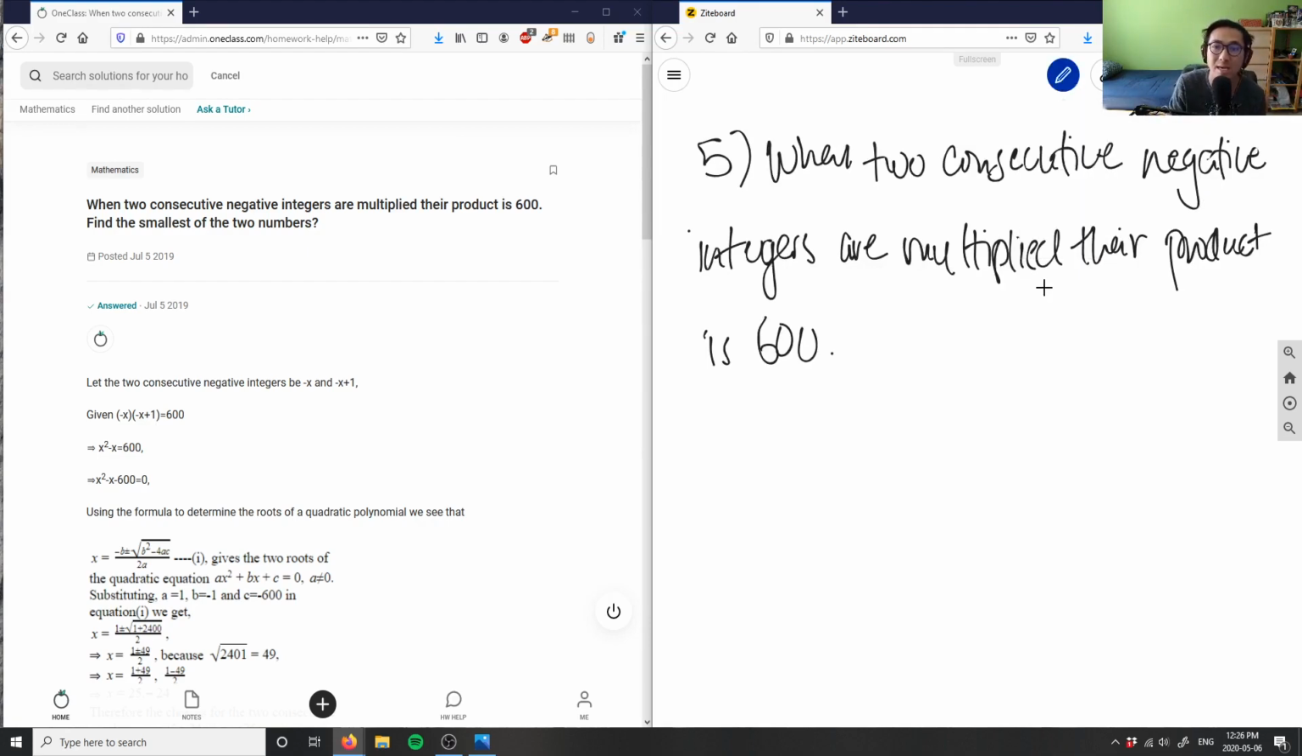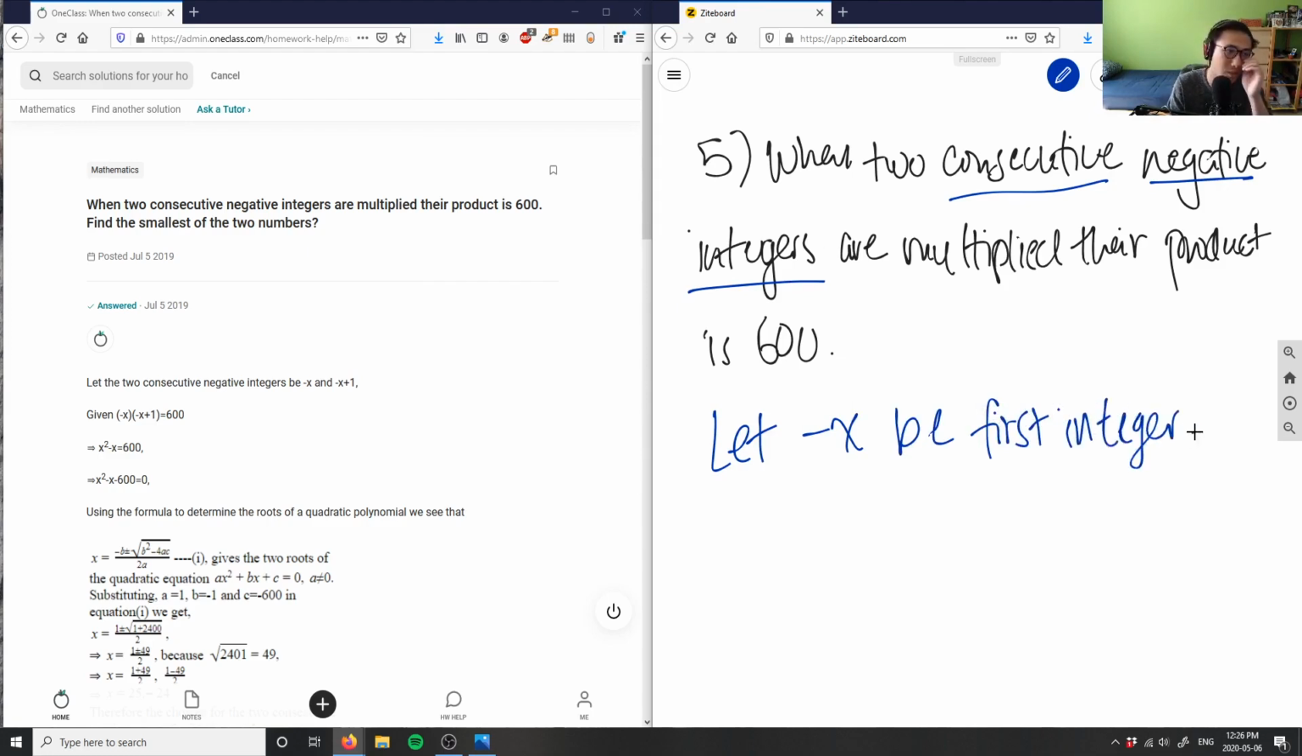So it says two consecutive negative integers. When we talk about consecutive negative integers, what do we mean by that? Let negative x be the first integer, the first unknown. I have two consecutive negative integers, so one of them is negative x, and the other is negative x plus 1, because it's consecutive, right beside that number. For example, if it was negative 3, the next consecutive integer would be negative 2. So let negative x plus 1 be the second integer.